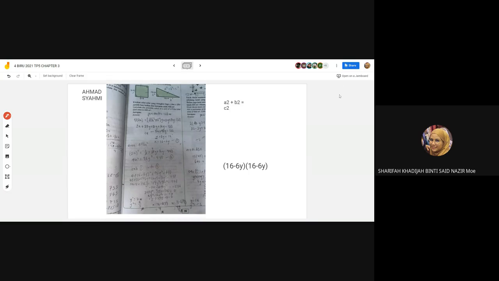Like I said just now, when you use factorization, like Ahmad Syami, he used factorization here. Can you see? Can everyone see? Oh, I didn't use the laser. Sorry. Can you see, teacher? Hello. Can you see this? Can everyone see the factorization here? Yes. Okay, that one is Syami. The others?